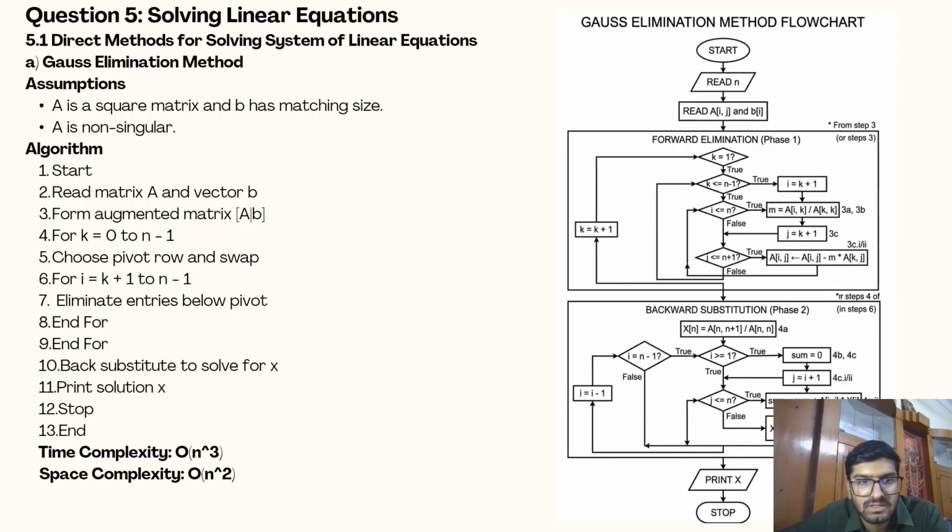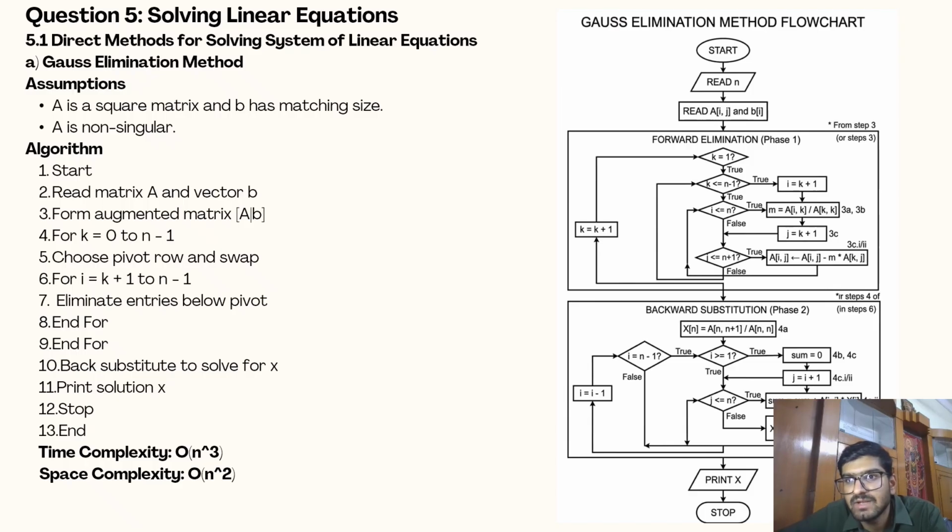Then backward substitution to solve for the value of x, and after finding that, print the value of x and stop. The time complexity for the given algorithm is n cubed and the space complexity is n squared.